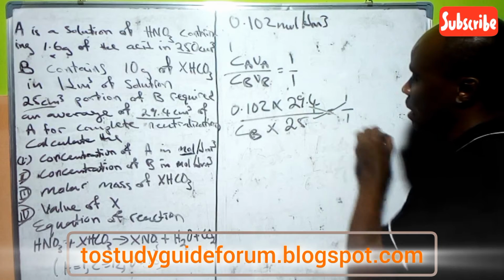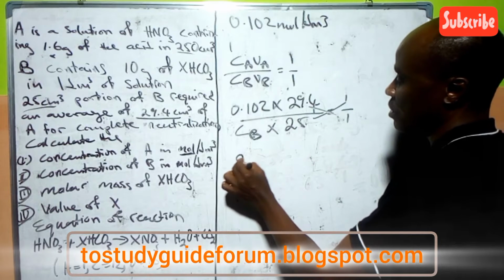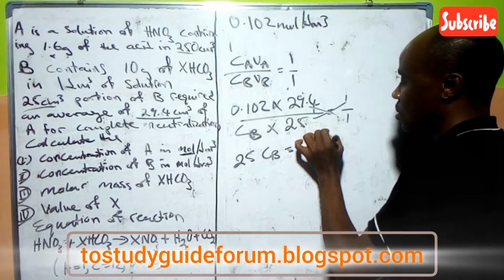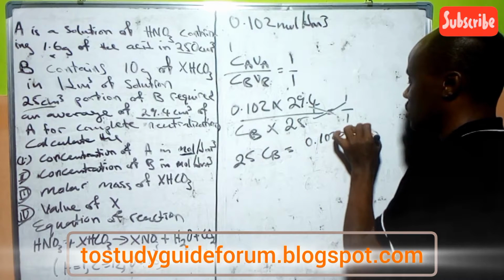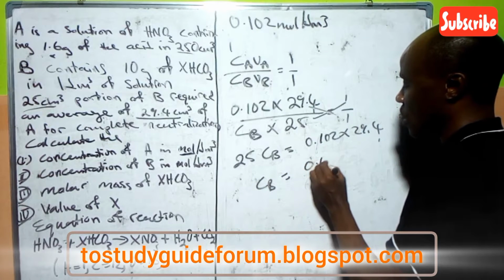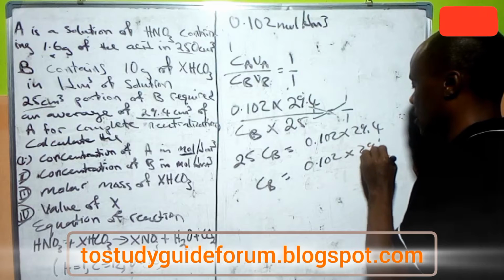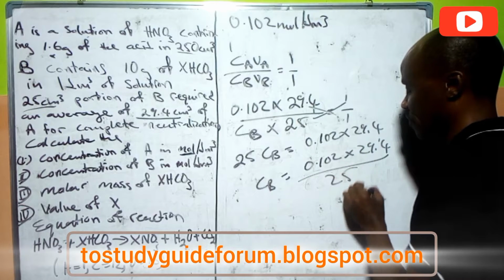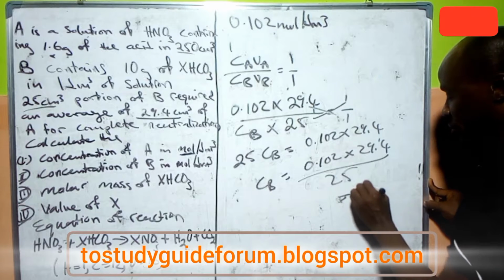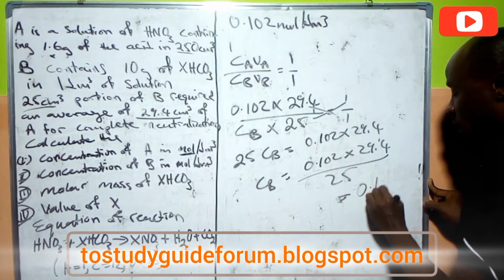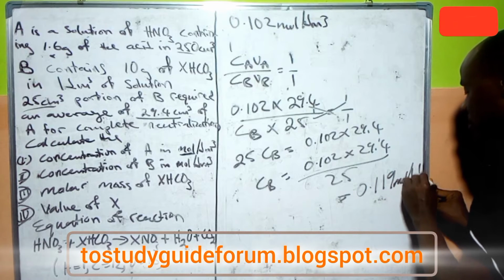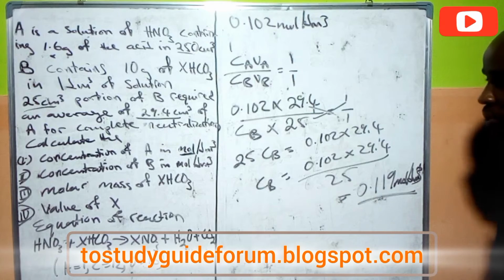So if you cross multiply, we'll have 25 Cb equal to 0.102 times 29.4. Then Cb will be 0.102 times 29.4 all over 25. So what are we going to get there? What we are going to get will be 0.119 mole per dm cube. That's what we have. We're able to get this.